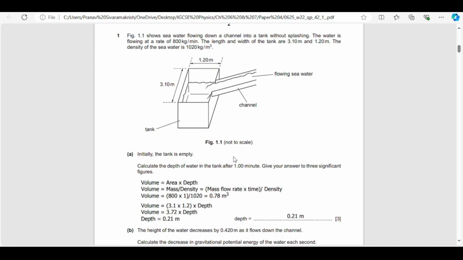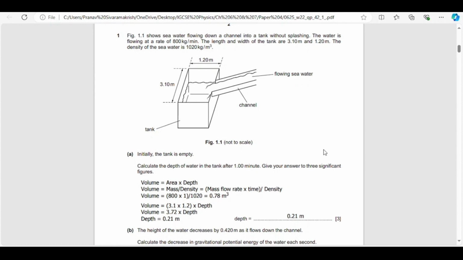Initially the tank is empty. Calculate the depth of water in the tank after a minute. Give your answer to three significant figures. We've seen a couple of instances where we've had to link the concepts of mass flow and volume flow, and we have to link the concepts of mass, volume, and density together to be able to calculate one of the missing quantities.